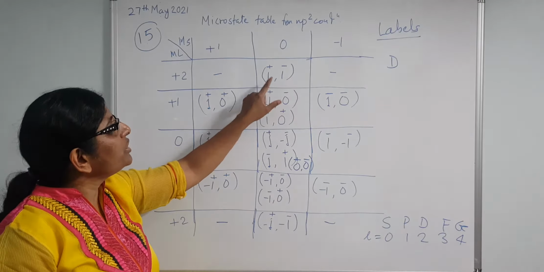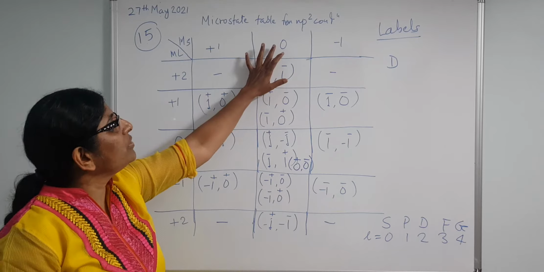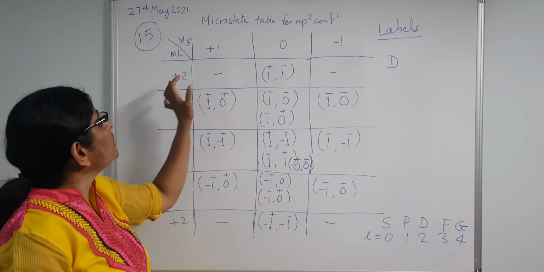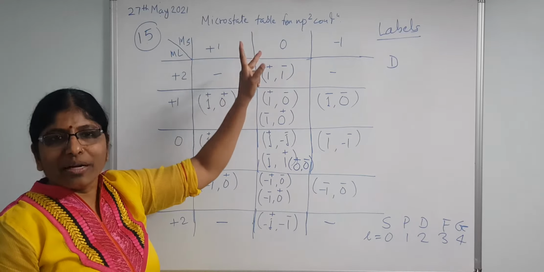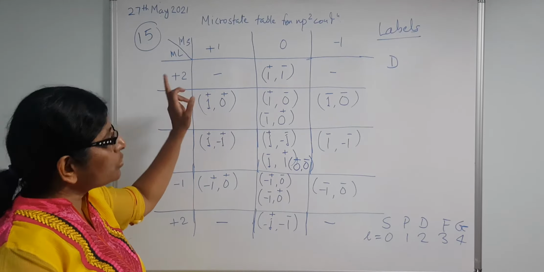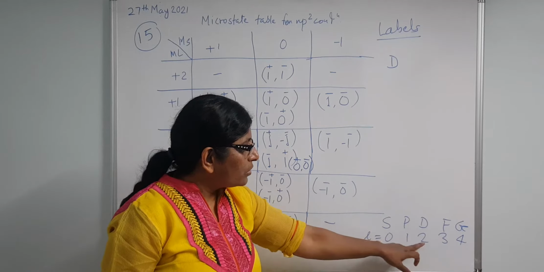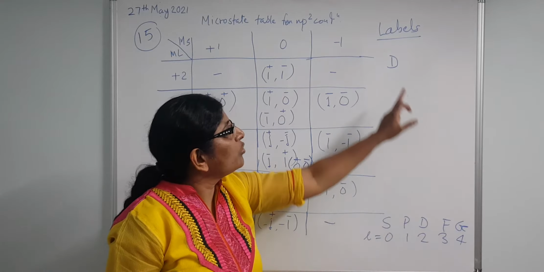Now for this microstate, what is the ML value? That is plus 1 plus 1, which is 2. What is the MS value? That is 0. So this ML is nothing but L and this MS is nothing but capital S, if you remember the RS term writing. From this L value, L is equal to 2, that symbol will be D.